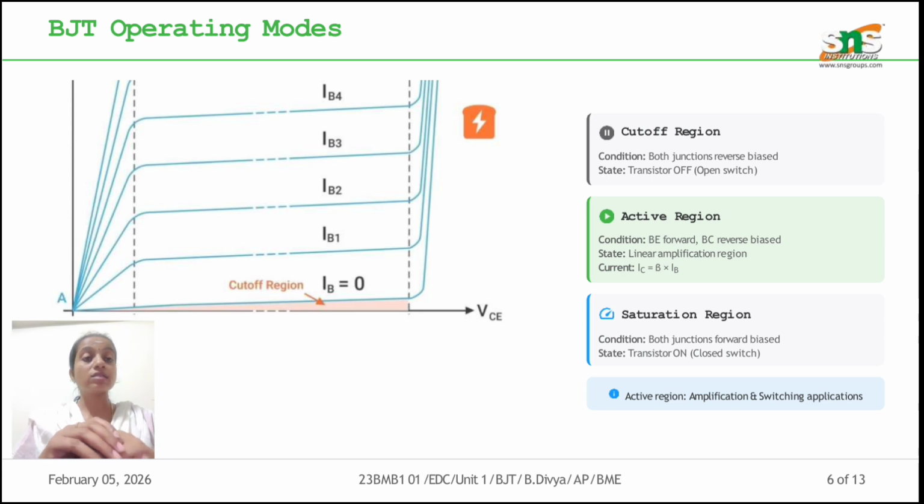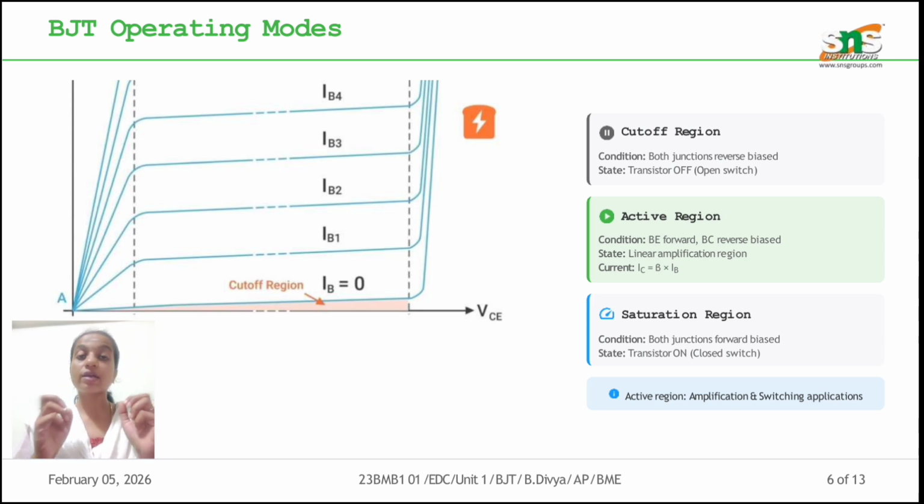Next is the saturation region, where both junctions are in a forward bias condition. In the cutoff region, both junctions are reverse biased and both terminals are connected to the negative. In the active region, one terminal is positive and the other is negative. In the saturation region, both act as forward regions, and both terminals are connected to the positive.